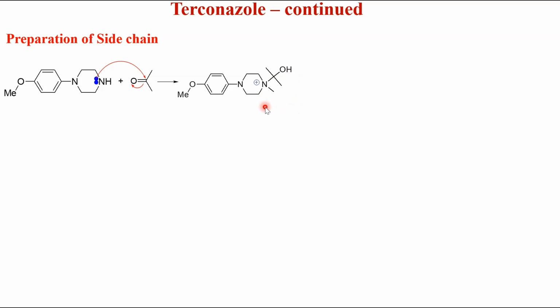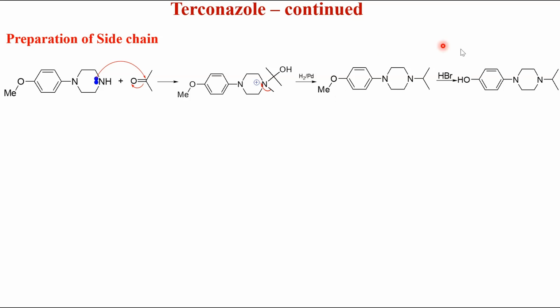I have got NH over here. This is the positive center. To satisfy the positive, the electrons move and H plus goes away. This CHOH, I am reducing by treating with hydrogen and palladium, a reducing agent. I will get the corresponding alkyl from the alcohol. I got an isopropyl group attached to the nitrogen. N-isopropyl N-anisyl piperazine. I will treat this N-anisyl N-isopropyl piperazine with hydrogen bromide. This hydrolyzes the methoxy group and I'll get the corresponding OH group. I got N-isopropyl N-phenol piperazine.